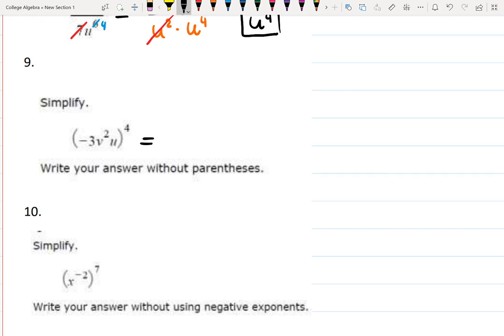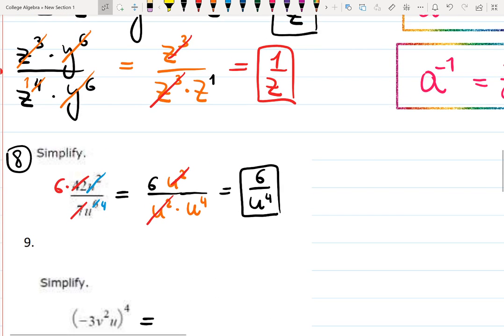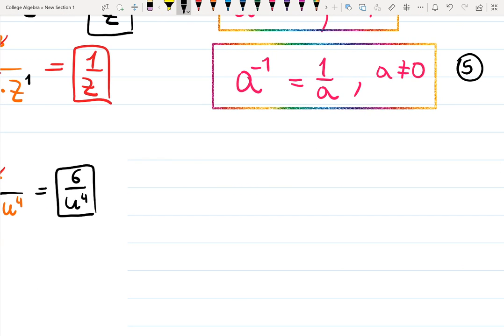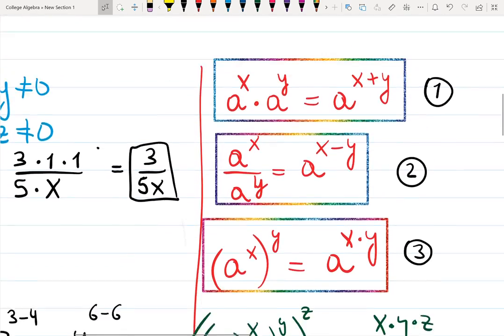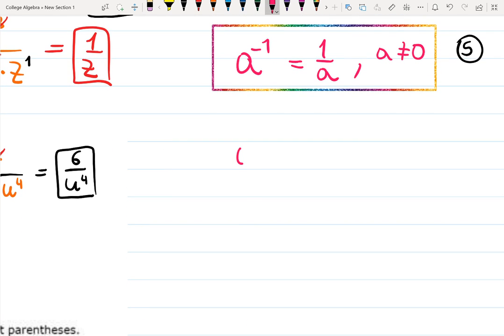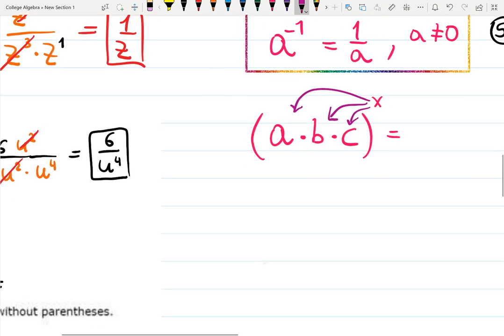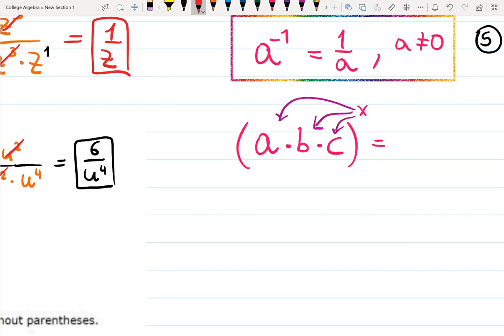Now, what is going on here? Here I will show you one more formula to know, which is when you're working with a and b and c, and they are all multiplied and everything is raised to the power, say, x. Then you can actually distribute this x into each exponent. Then the answer will be a to the x and b to the x and c to the x.